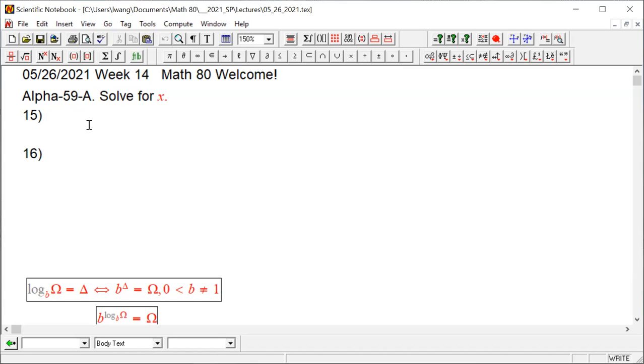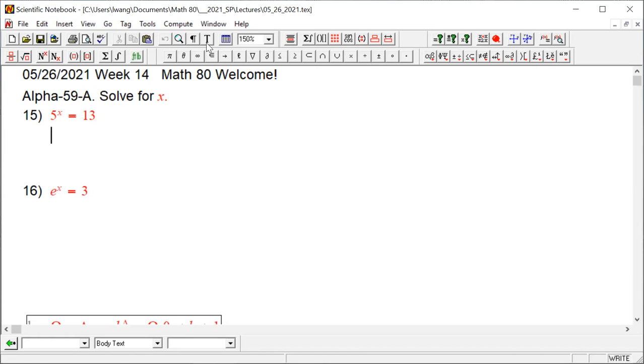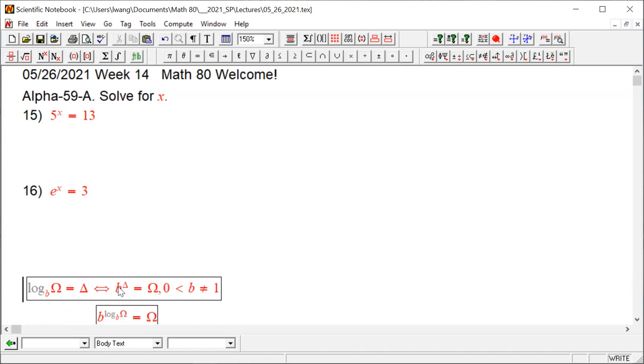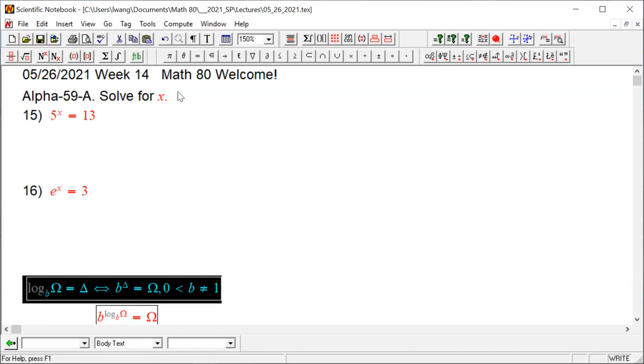Okay, solving for x. Suppose we have 5 to the power of x equals 13, right? Now this time you don't have a perfect power waiting for us. So what do we do? We can use the definition. In the case of number 15, apply the definition, which is right here.